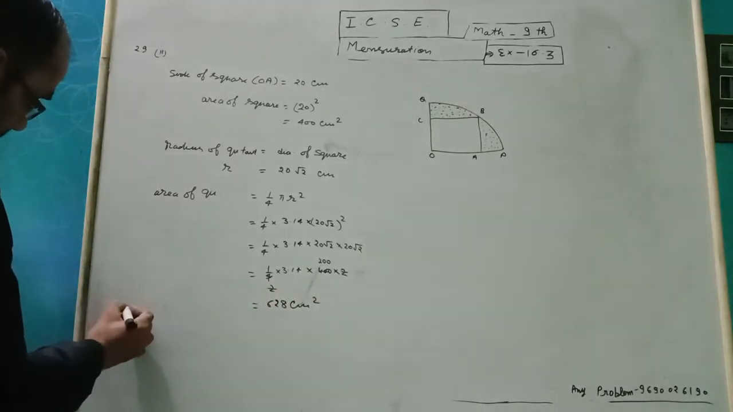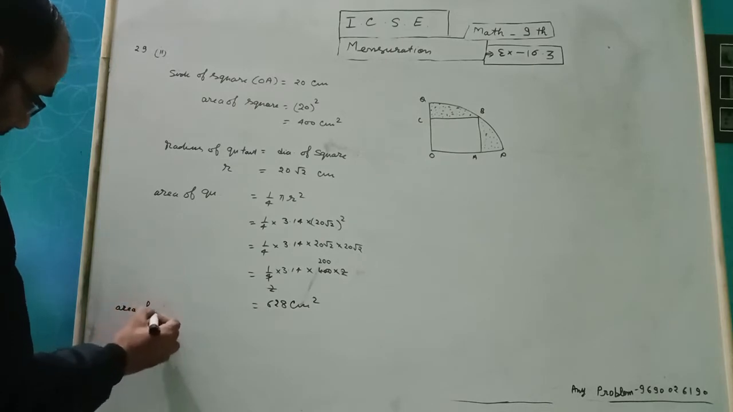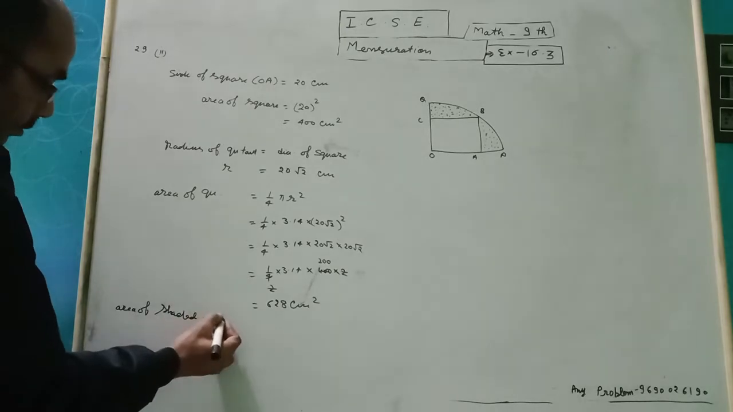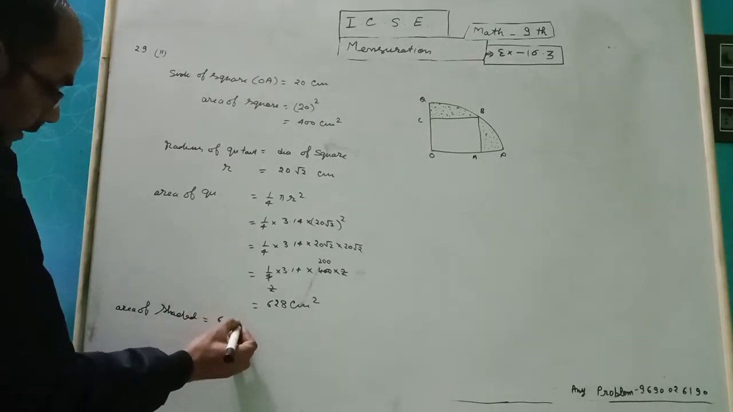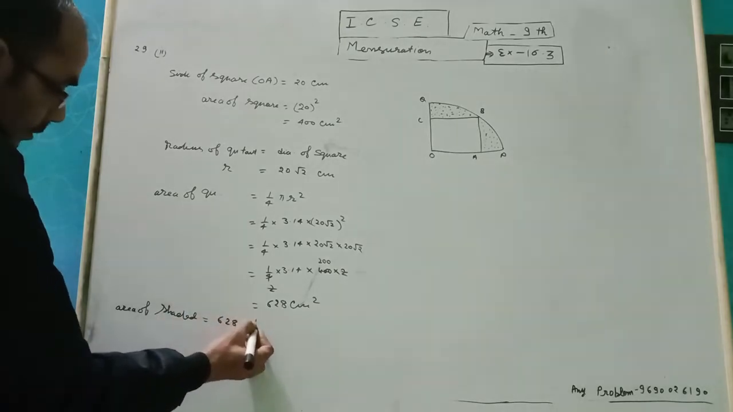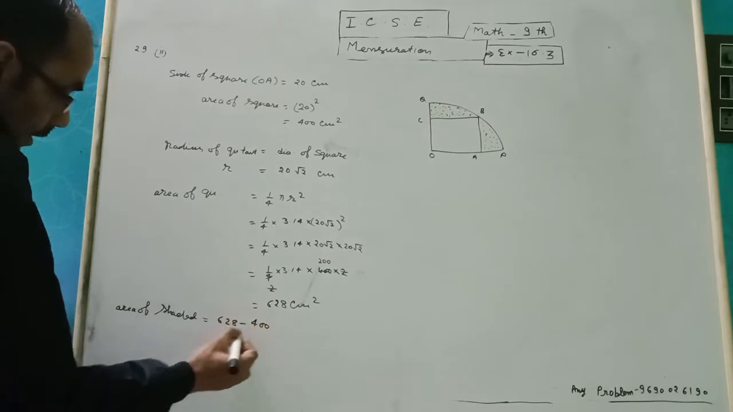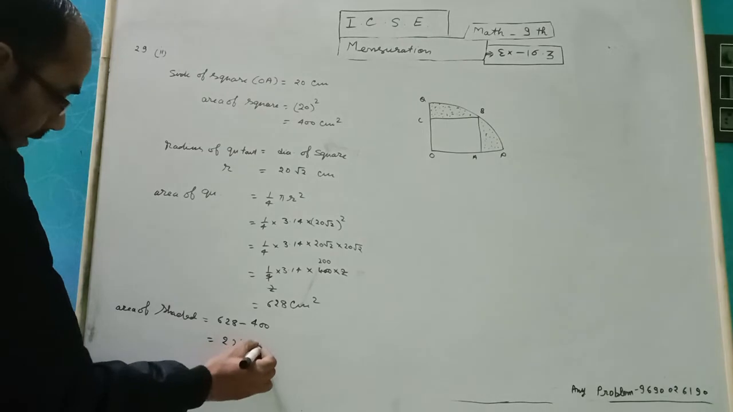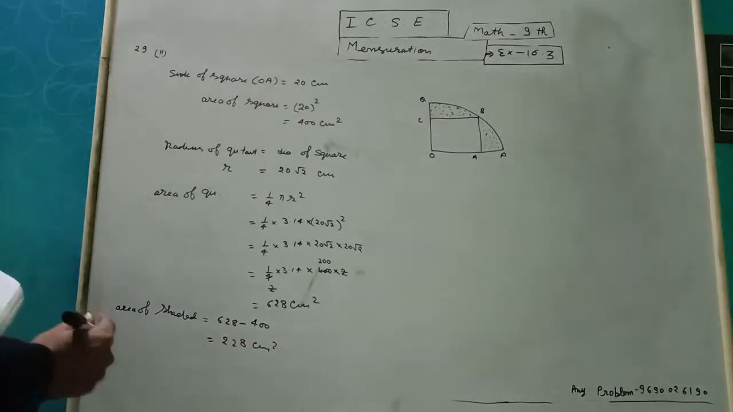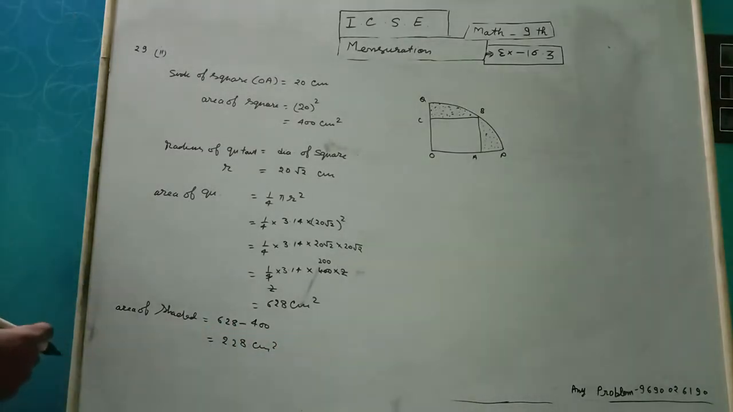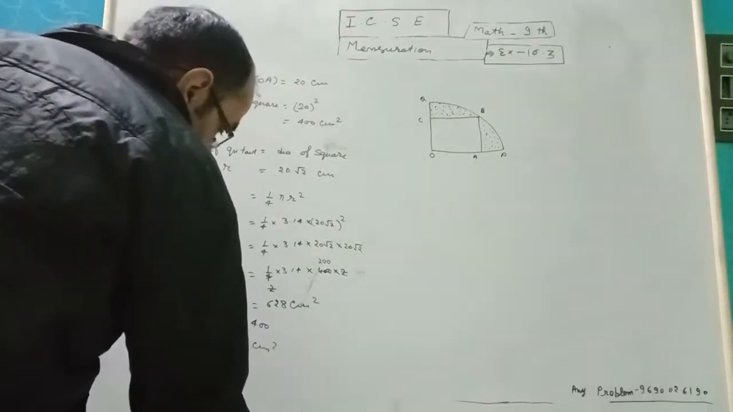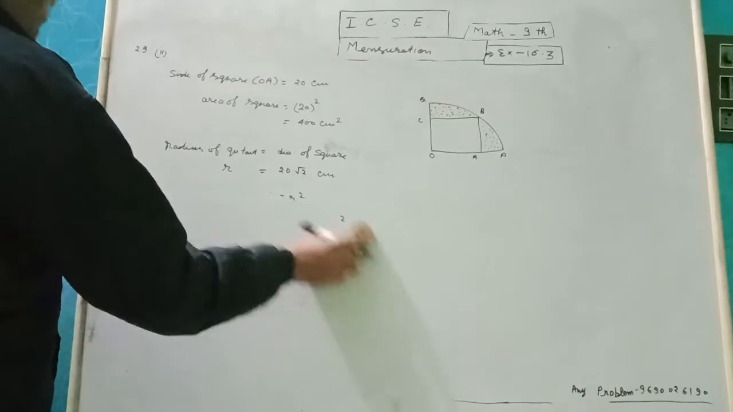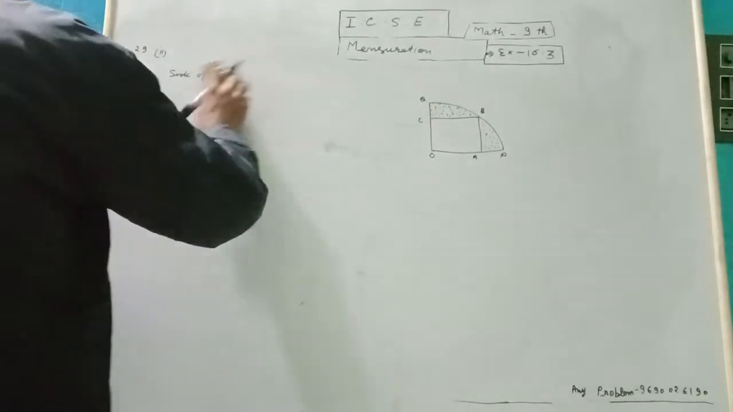Area of shaded part is equal to 628 minus area of square 400. 228 cm square is the shaded part area. In the given figure, question number 29 second part is complete.